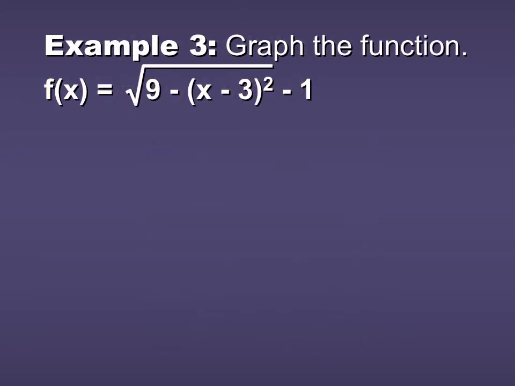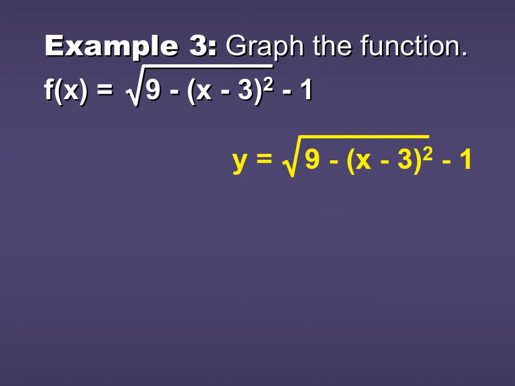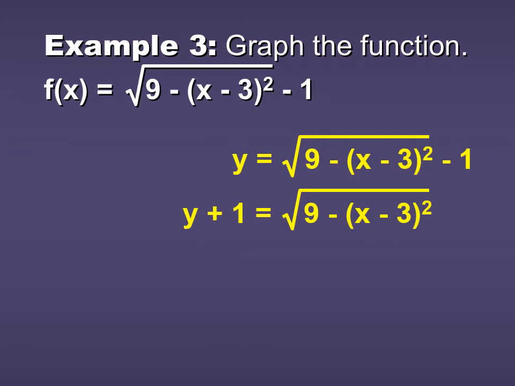Okay, so let's say we need to graph this function: the square root of 9 minus x minus 3 squared, minus 1, equal to f of x, which of course we know is y. So let's write y instead of f of x. Then we add 1 to both sides, and then we square both sides.